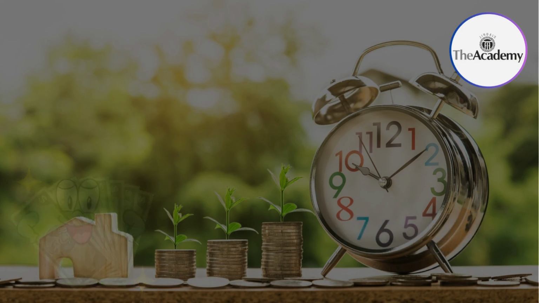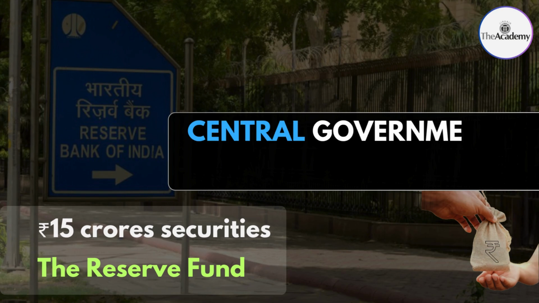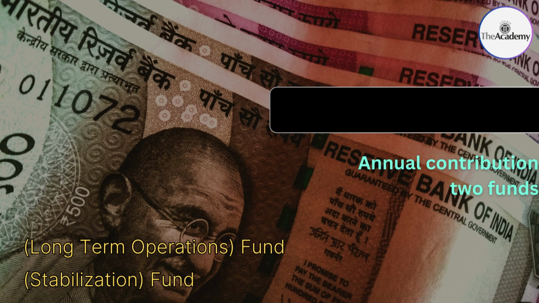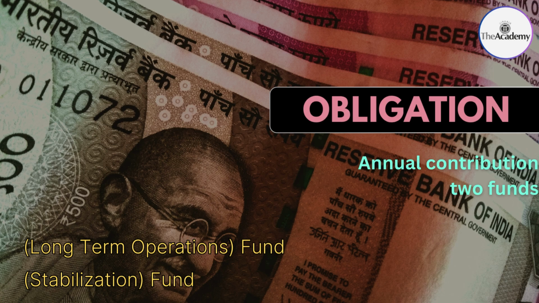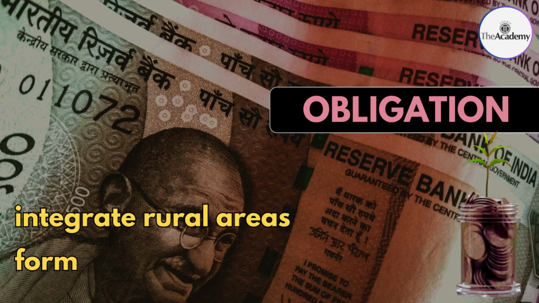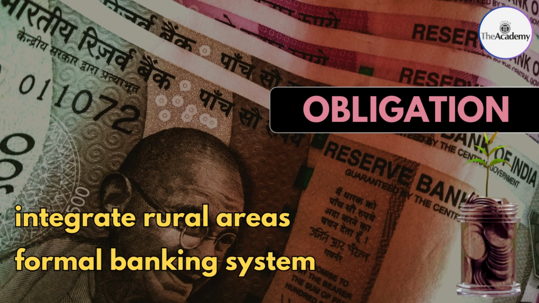The central government has to transfer to the RBI rupee securities of the value of 15 crores to be allocated to the reserve fund. The RBI is required to make a contribution every year to the National Rural Credit, Long-Term Operations Fund and the National Rural Credit, Stabilization Fund to promote rural economic governance and the increased inclusion of rural areas into the formal banking system.